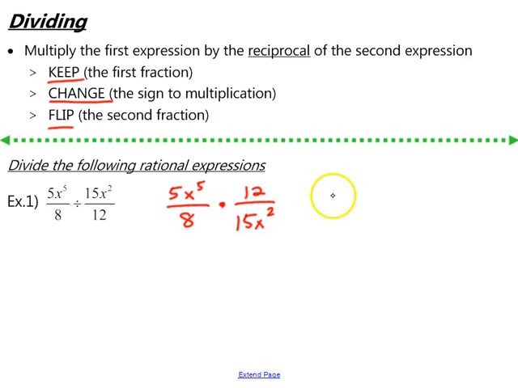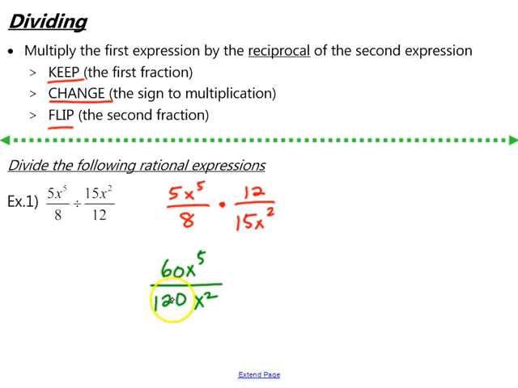Now we could use either method 1 or method 2 from our multiplying rational expressions to simplify this. I'm going to go ahead and use method 1 just so we get in a little more practice with that. Method 1 is where you multiply the numerators and multiply the denominators, and then we'll simplify. So 5 times 12 gives us 60 times x to the 5th. And then in the denominator, we have 8 times 15, which is 120 times x squared.